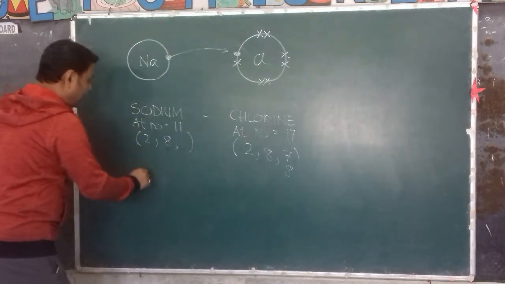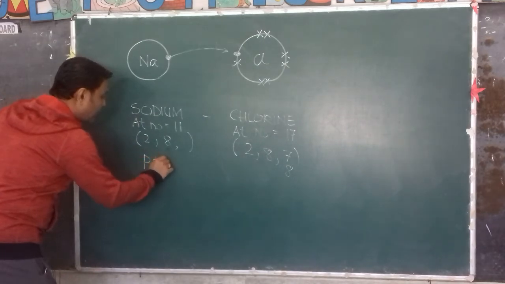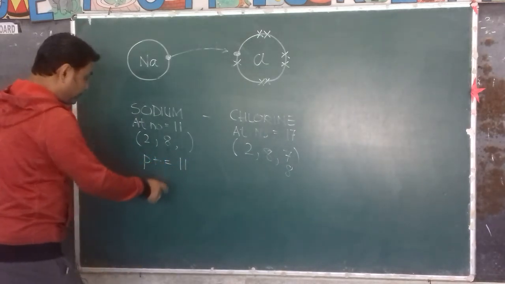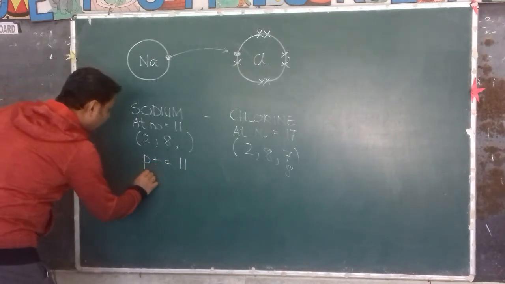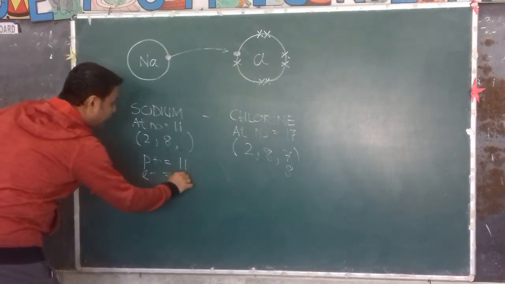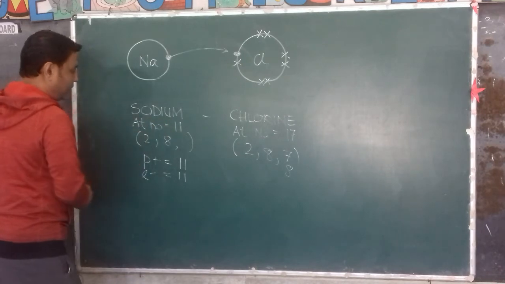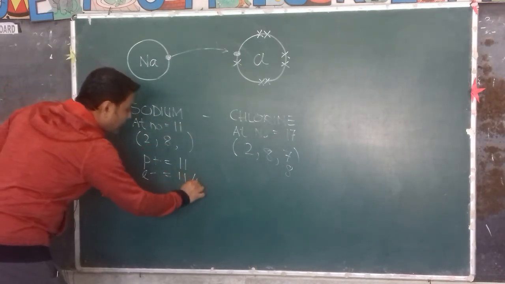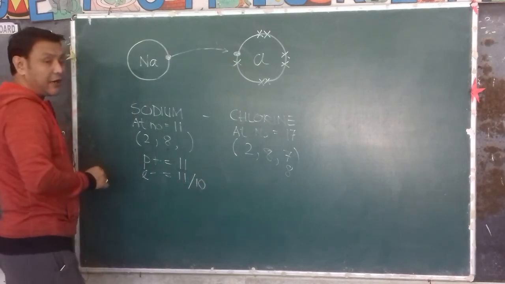So the atomic number of sodium is 11. So what is the number of protons? 11. As we all know, we dealt with it in class 7. Number of electrons is also 11. But now after losing 1 electron, it has 10 electrons.